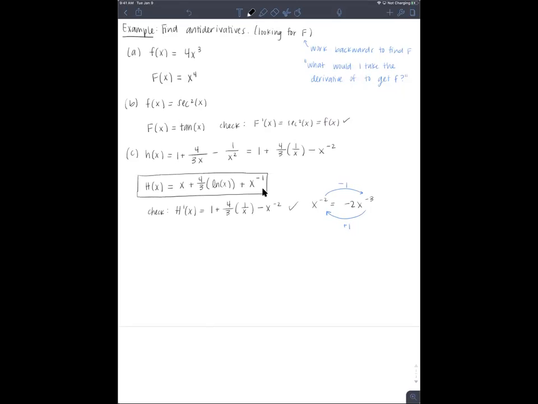Are there any questions about these antiderivatives? Or how I got any of these? Does this make sense?